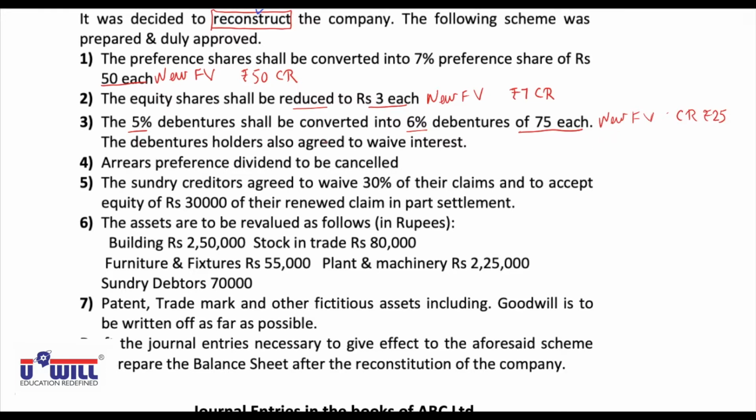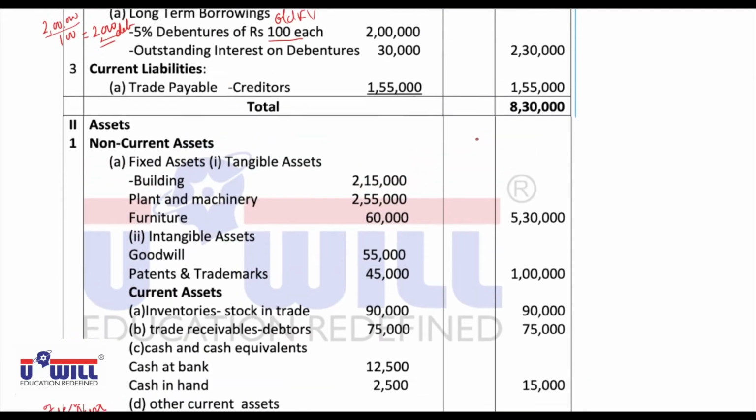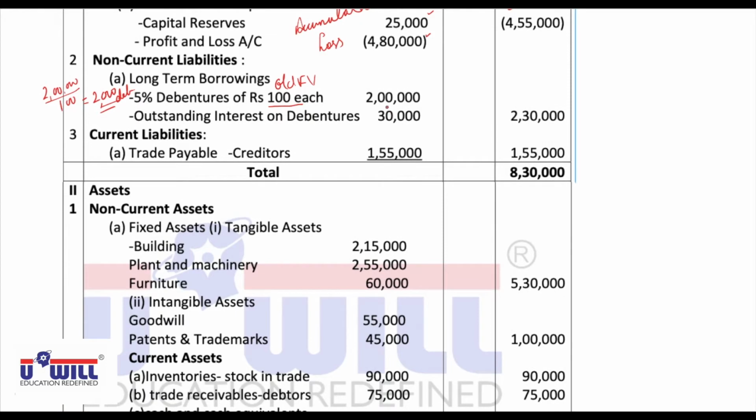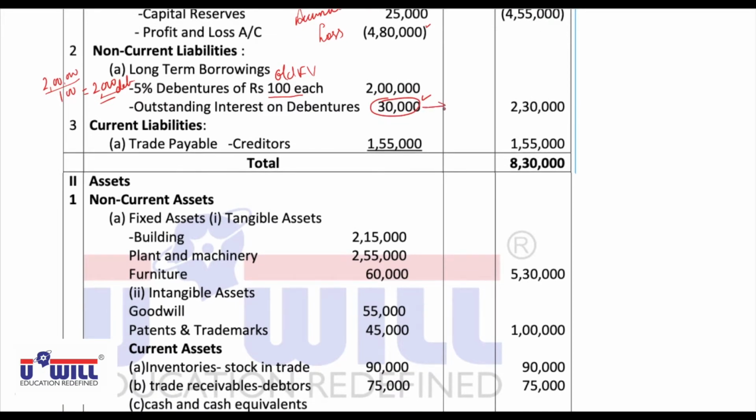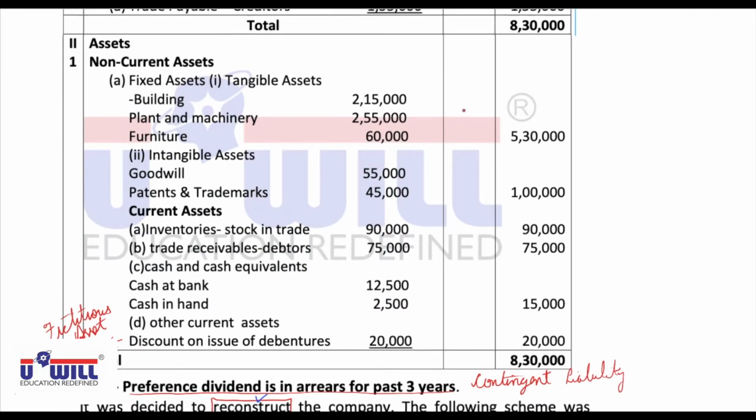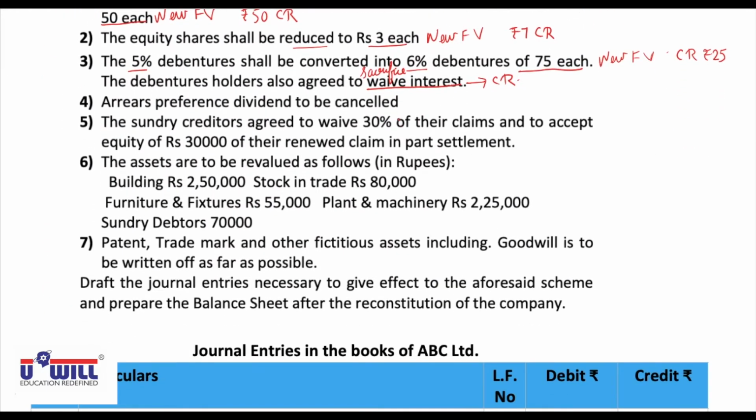The debenture holders also agree to waive. Waive means sacrifice. I repeat, in your pamphlets all of you write down above waive: sacrifice. Sacrificing interest means the entire interest will be transferred to capital reduction. Which interest? This outstanding interest on debentures of 30,000 in the balance sheet will be entirely transferred to capital reduction. I repeat, waive means sacrifice.